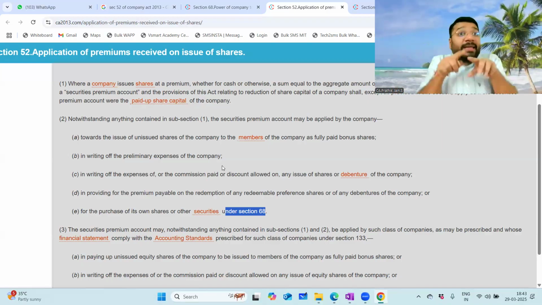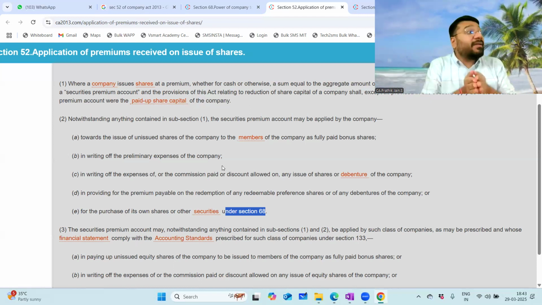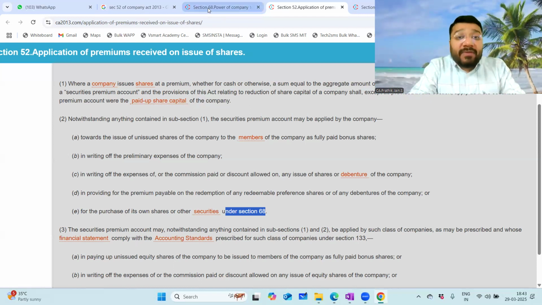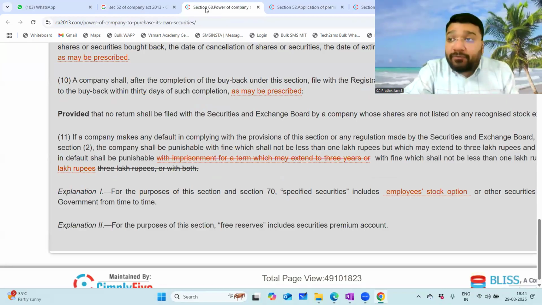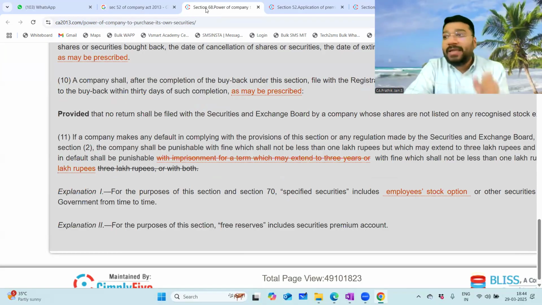So this point E is talking about what? The question is not clear. Hence, in section 68, they have to specifically mention that when we are transferring the amount from free reserve to CRR to keep your capital intact, for this purpose, security premium can also be utilized. Like that, they are giving more clarity in this provision, in this section.